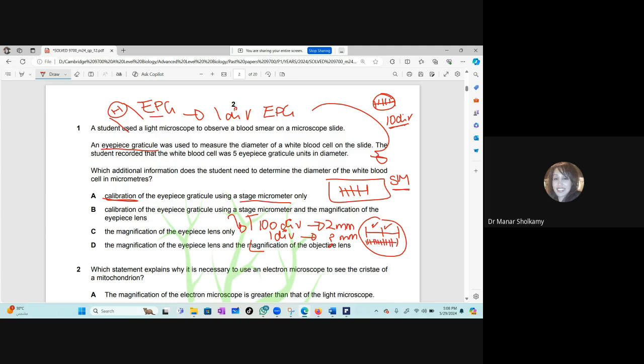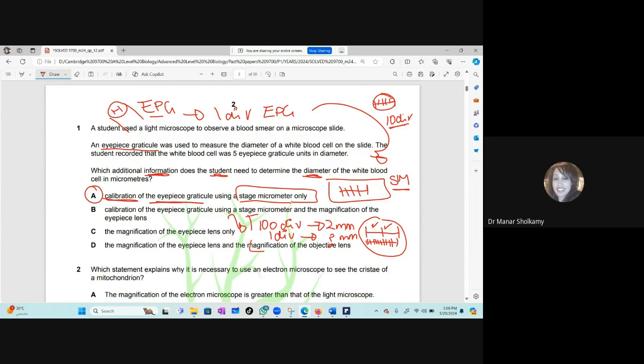So I explained all the steps in detail. Now, what is the information needed by the student to determine the diameter of the specimen? What are the things that I need to know the actual diameter of a specimen using my microscope? A. Yes, it's A. You gave me the right answer only when you understood the question. I need the calibration. I need the eyepiece graticule, and I need the stage micrometer. The magnification will be adjusted, and I will not change the magnification.